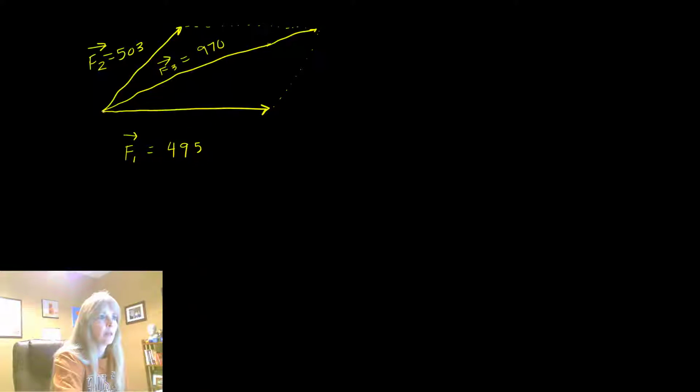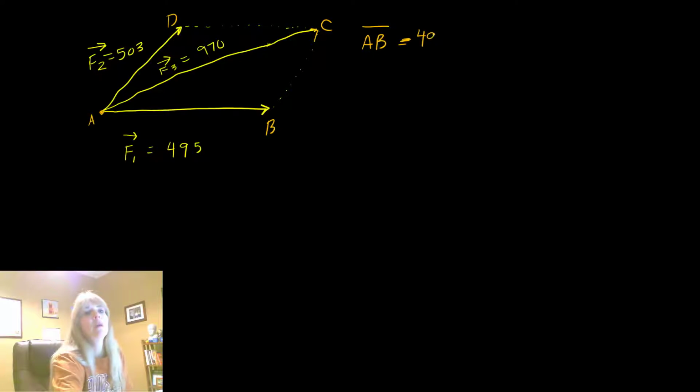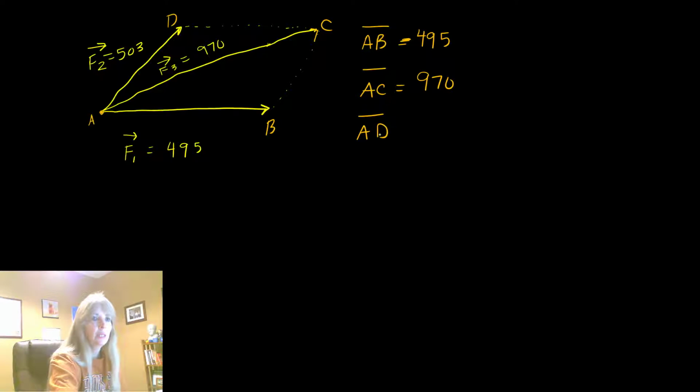So let's call this point A, this B, this C, and then this D. Labeling, I could say line segment AB equals 495, and then AC is 970, that diagonal going straight through, and AD, which is 503.